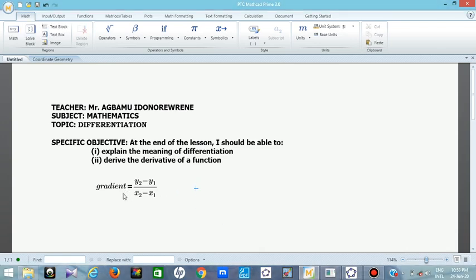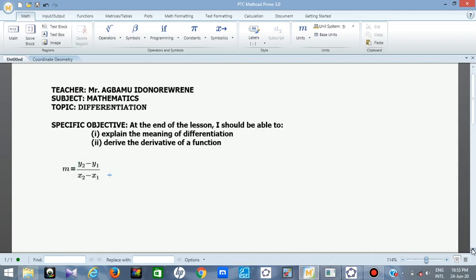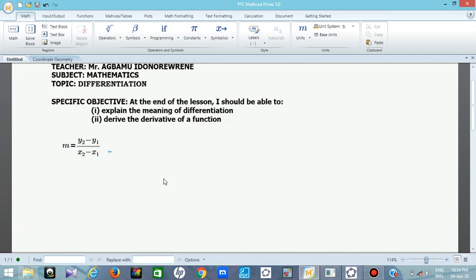Alright, so if we say gradient is this, and remember we said, let me use m as my gradient. We said this is gradient. So this is gradient now. Then remember what I said we are doing in differentiation. Now we are checking the changes, change in y and change in x.